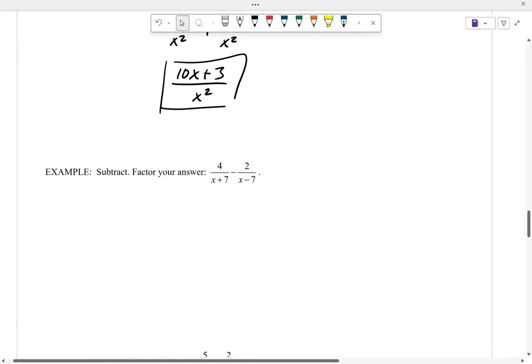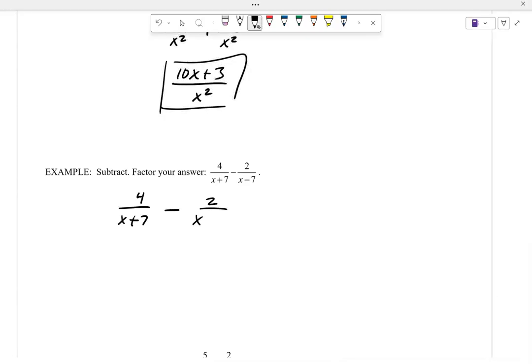This next one, we've got a subtraction. So we've got 4 over x plus 7 minus 2 over x minus 7.